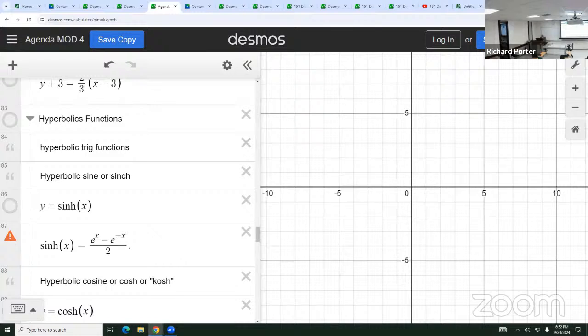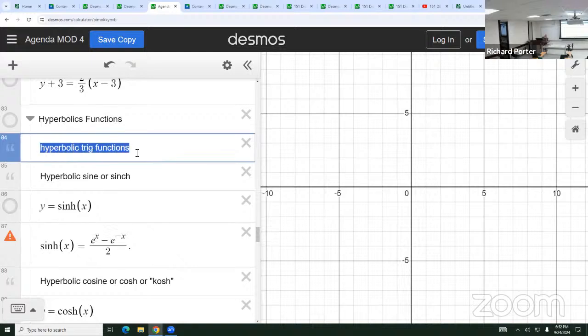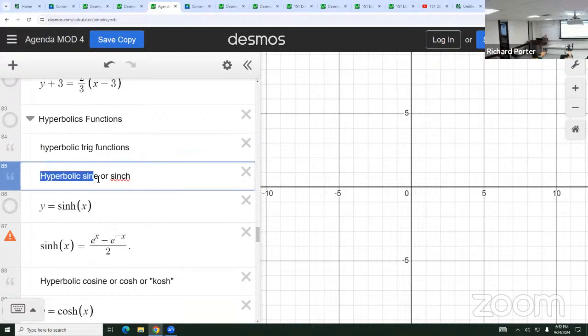All right, hyperbolic functions. I wish they hadn't left the room because it's a whole different thing and I'm not going to spend a lot of time on it. Hyperbolic functions are called hyperbolic trig functions or hyperbolic sine. Remember sine, cosine, tangent, and all of those? Yes, now there's hyperbolic sine. Hyperbolic sine is called sinh, and it's written this way.